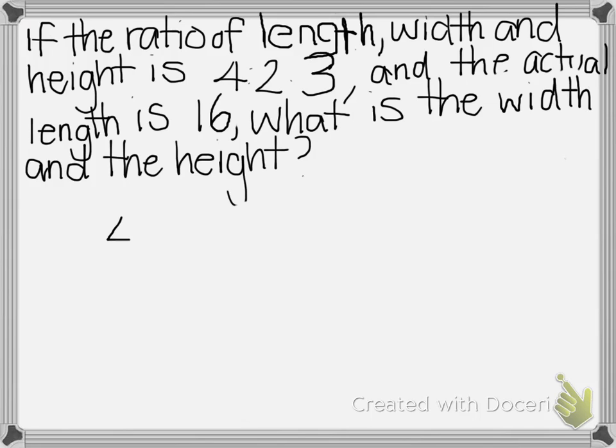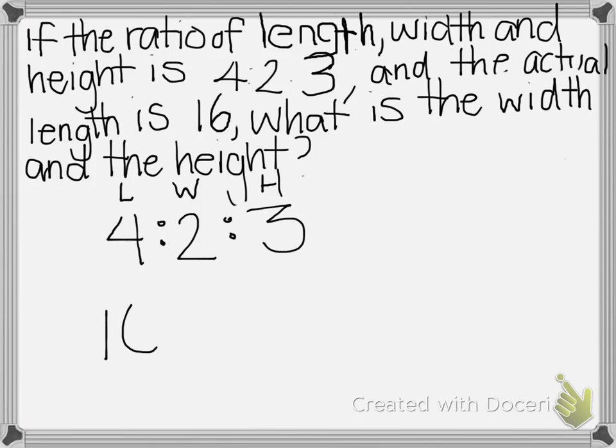So if we rewrite our ratio 4 to 2 to 3, remembering that this is length, this is width, and this is height, we put our actual length underneath, which is 16, and we need to try to figure out what our other numbers are. Well, we look, what did I do to 4 to get to 16? Well, I multiplied that by 4. So I just have to do that to the other quantities.